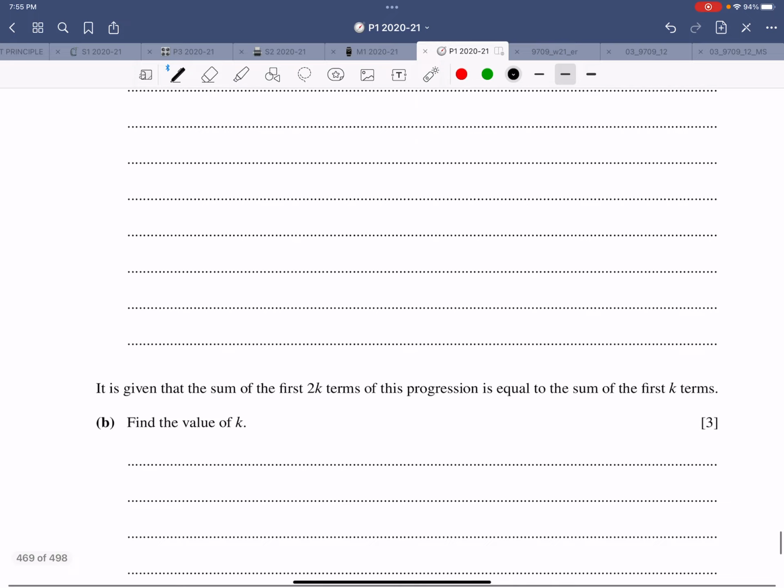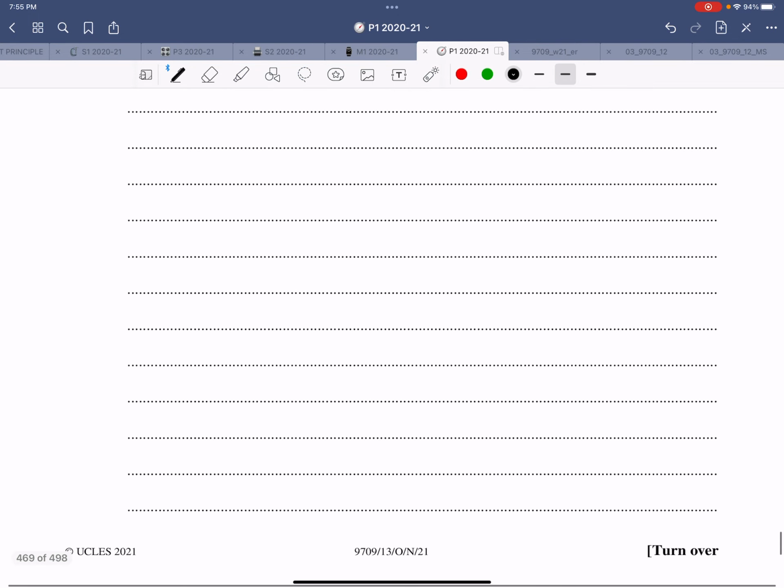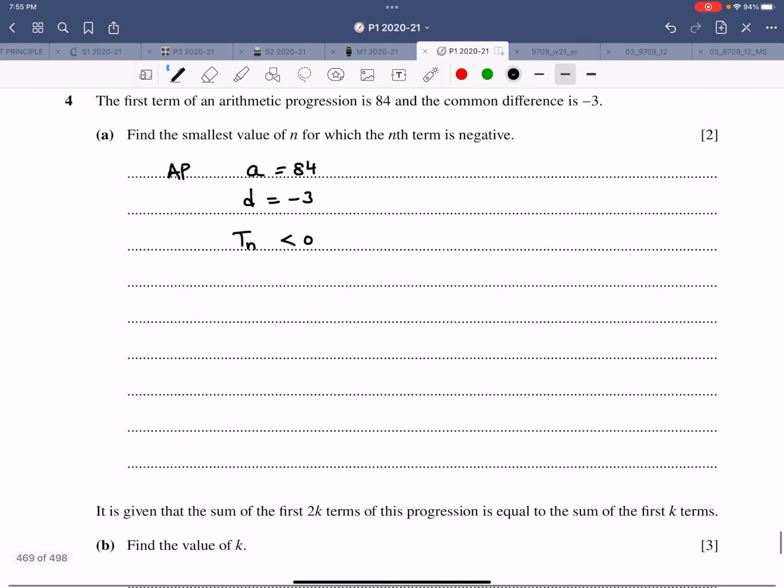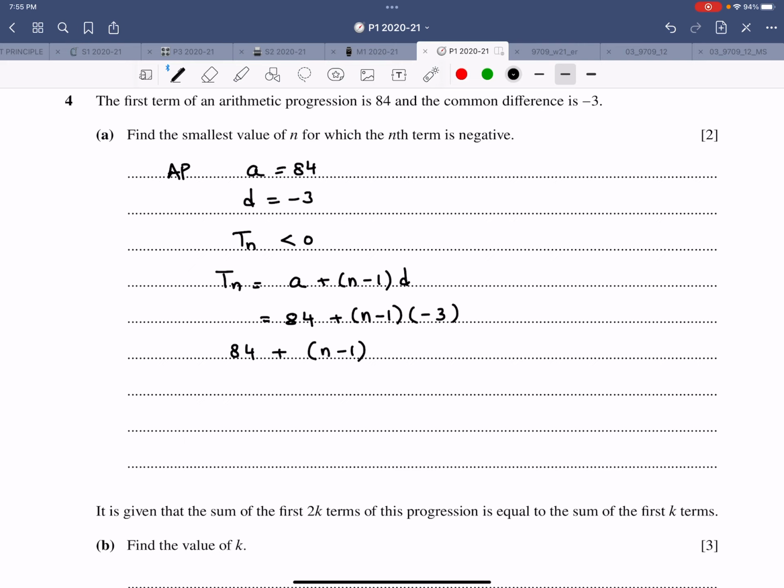So that is question number 4. It's an AP. The first term is 84, common difference is minus 3, find the smallest value of n for which the nth term Tn is negative, Tn is less than 0. What's the formula for Tn? That is a plus n minus 1 into d. That is 84 plus n minus 1 into negative 3. And Tn is 84 plus n minus 1 into negative 3 is less than 0.